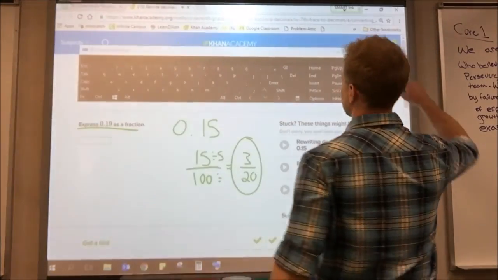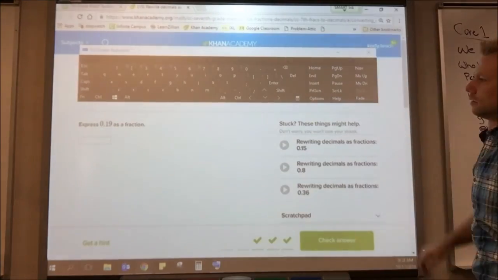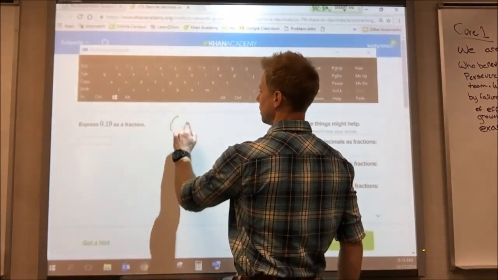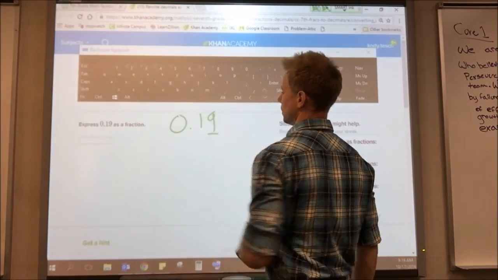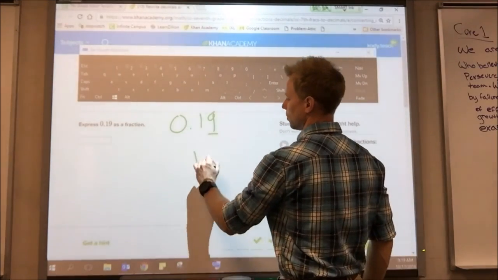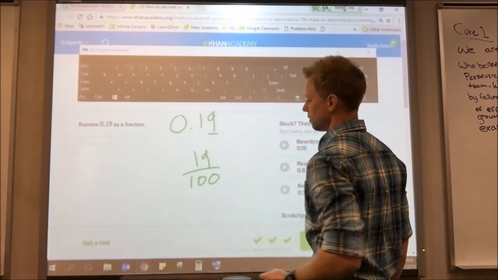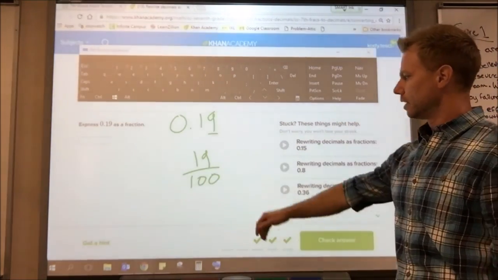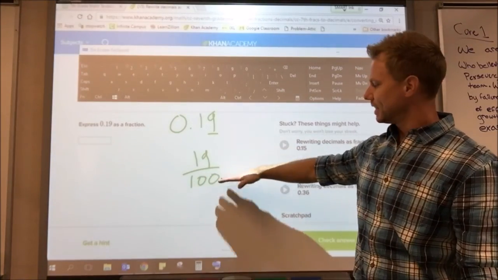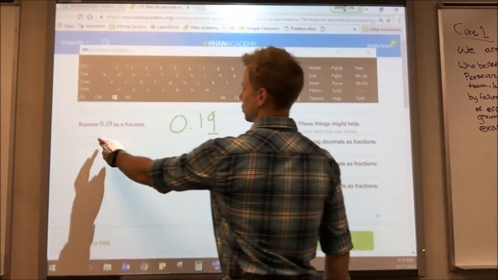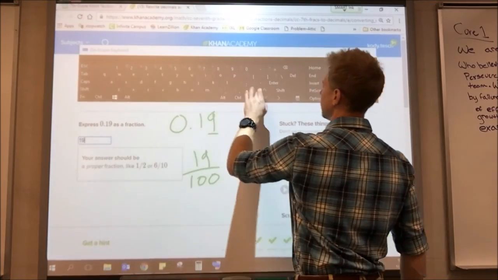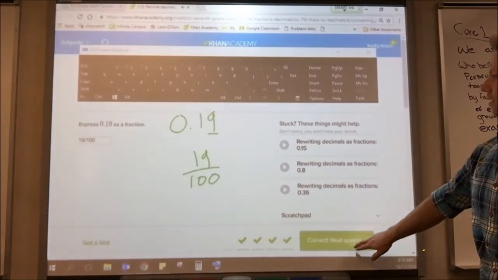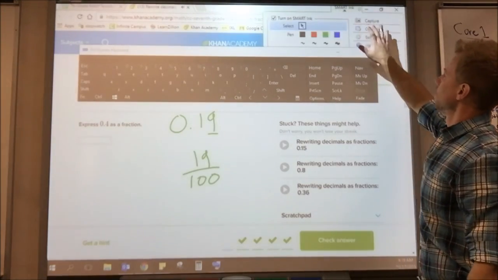Okay, let's try another. We have 0.19. Again, the 9 is in the hundredths place, so that would be 19 over 100. And 19 is a prime number, nothing goes into it but 19 and 1, and 19 doesn't go into 100, so our fraction would just be 19 over 100. Just like that.